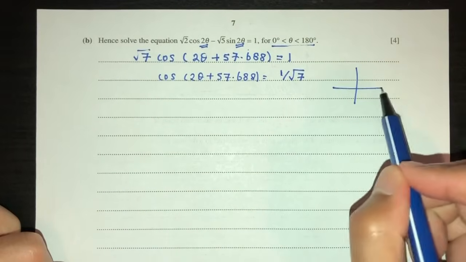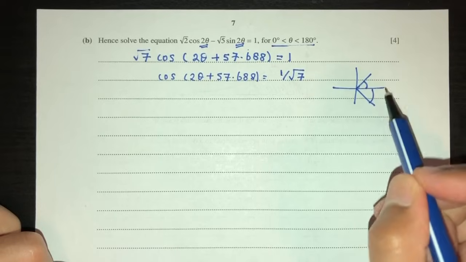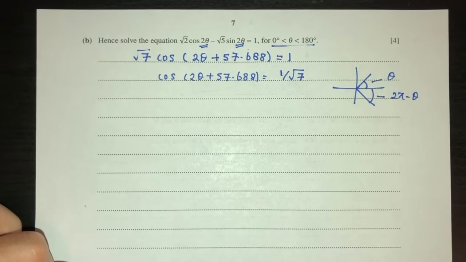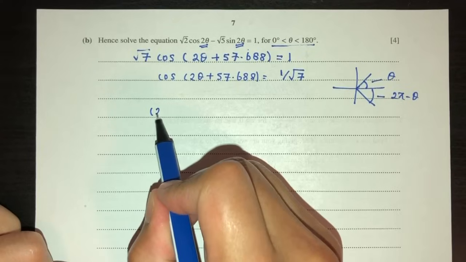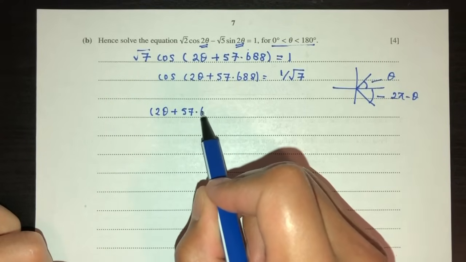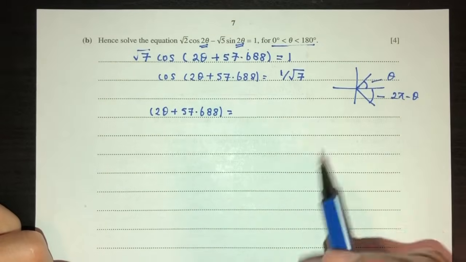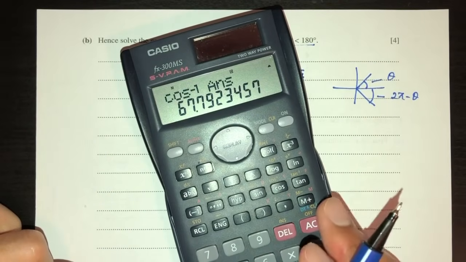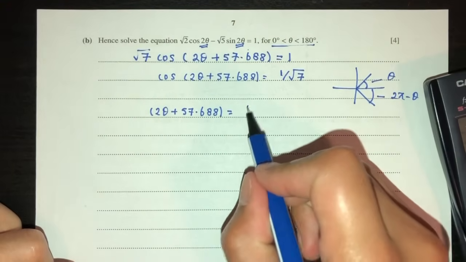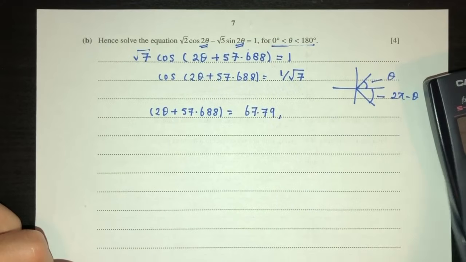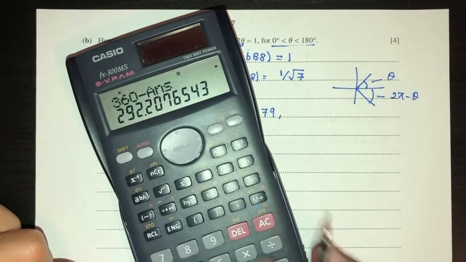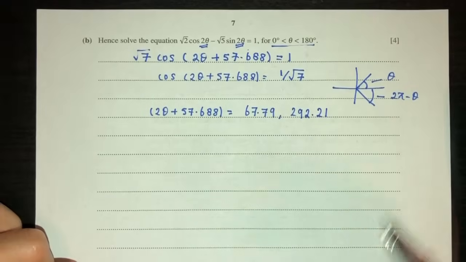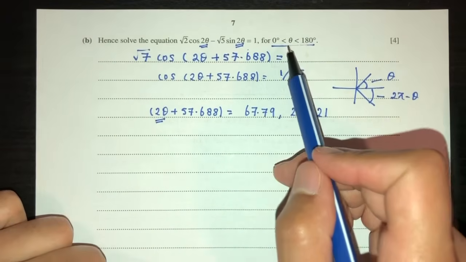So cos is positive, it will be in this quadrant and in this quadrant. This is theta. This will be 2 pi minus theta, usually, right? Now let's find the value of cos inverse. So 2 theta plus 57.688 equal to, cos inverse of 1 divided by root 7 will become 67.79. And then the other value will be 2 pi, which is 360, minus that, which will become 292.21.